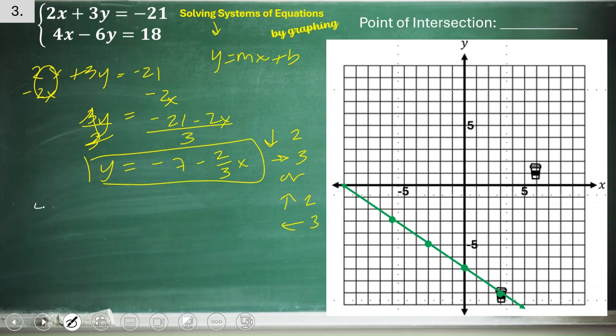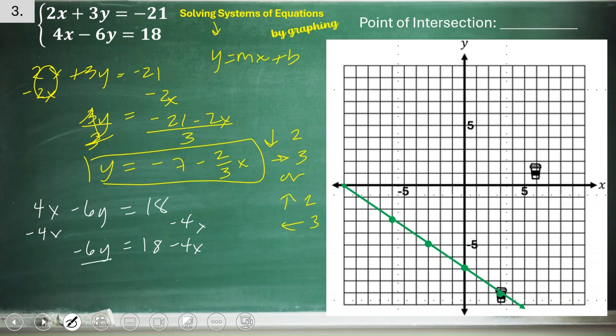All right, so now let's look at our second equation. So we have 4x minus 6y equals 18. I guess I should say this is number 3, which hopefully you see in the left-hand corner. Same process, we're going to get y by itself, so I'm going to subtract 4x from both sides. That leaves me with negative 6y equals 18 minus 4x. Again, we are not combining the right side because we can't. They're not like terms.